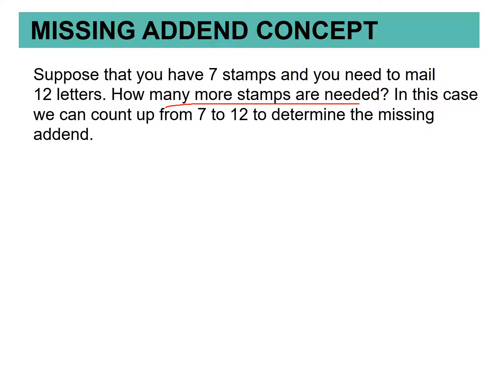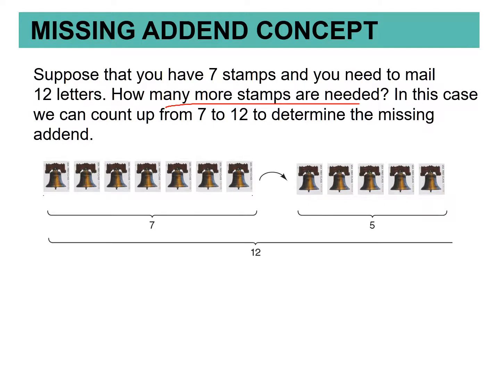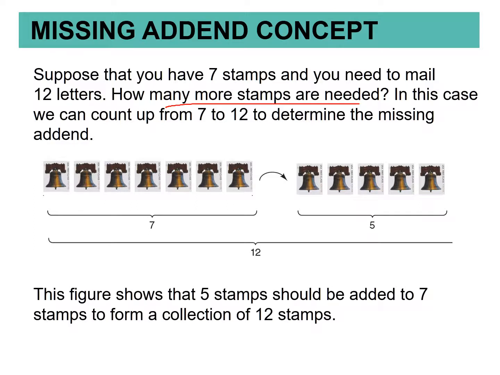So we illustrate here the minuend, the smaller number. And then we see, what do we have to add to get to 12? Well, I'm going to have to add 5 more. So what I have to add here is the difference. So it's just another way of talking about subtraction. This figure shows that 5 stamps should be added to 7 stamps to form a collection of 12 stamps.